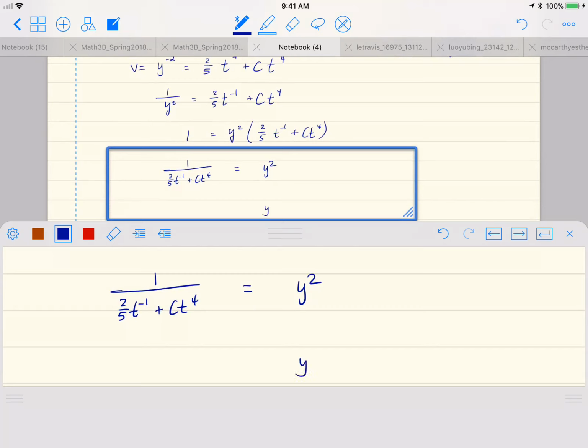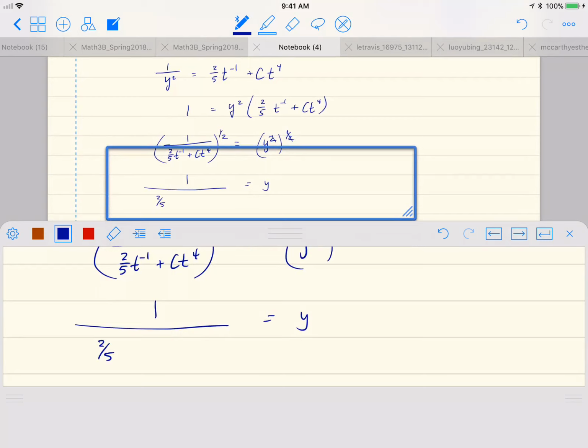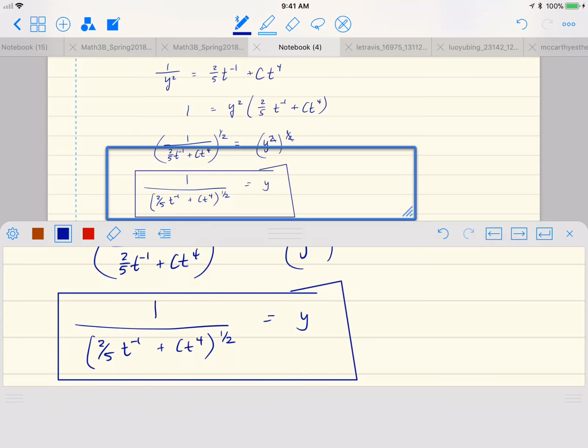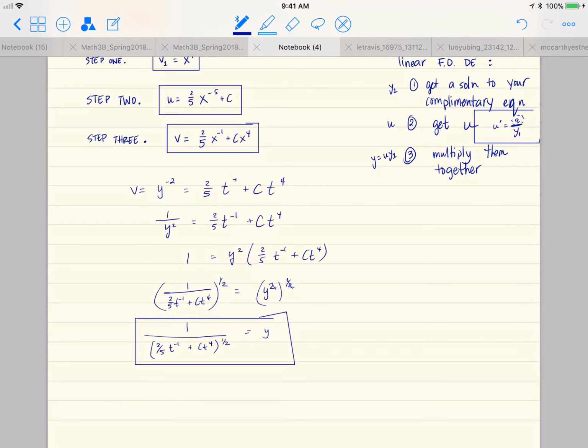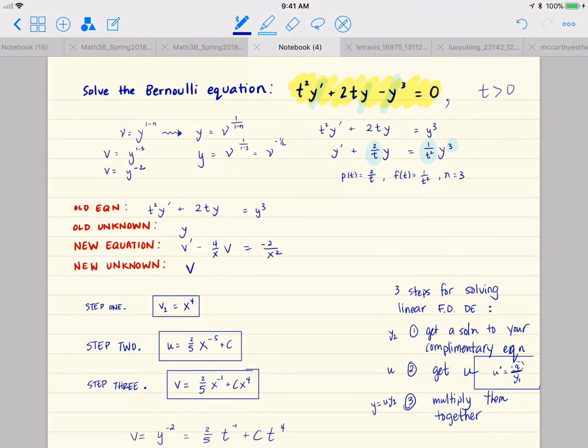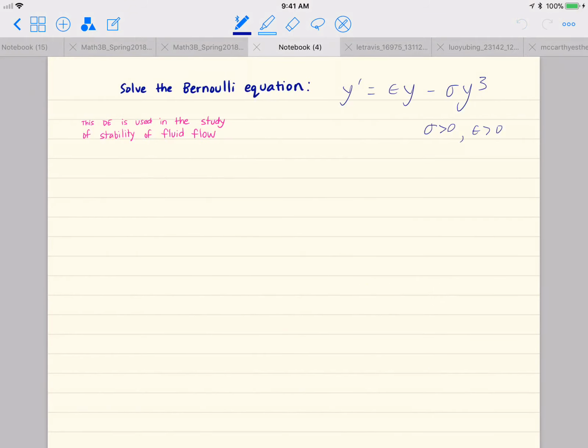And so the last thing we would do is take the square root of both sides, right? That actually looks a little bit sloppy, so I would just say raise both sides to the 1/2, and the 2 will cancel out, and we'll get y equals 1 over 2/5 t to the negative 1 plus c t to the 4th power, all to the 1/2. Alrighty, so that is the solution for our first example here. Let's move to a second example.